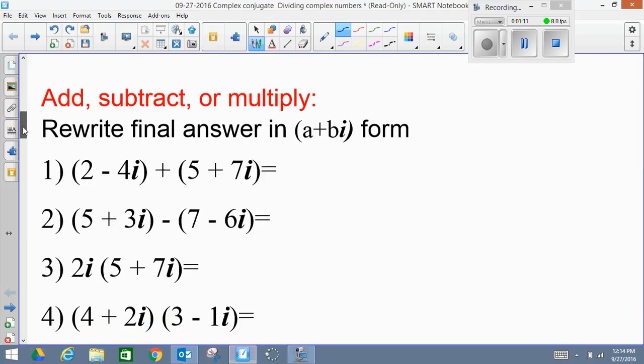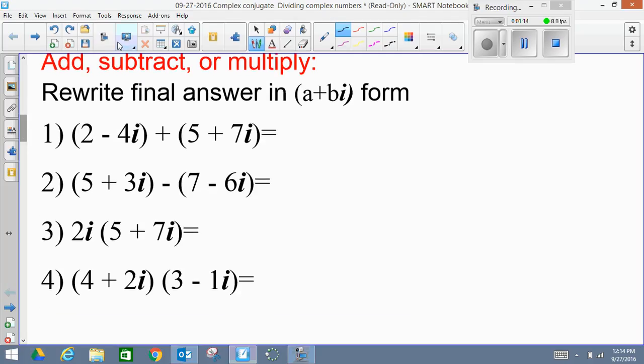Moving on. Right now we're adding, subtracting, and multiplying. We write the final answer in a plus bi form. Right now, think about the i as an x, as a variable. Whenever we add and subtract, we are basically combining like terms. So my constant, which is the 2, plus the other constant, which is the 5. You're not able to combine the 2 with the 7i because they wouldn't be like terms. The 7 has an i next to it, so they're not like terms.